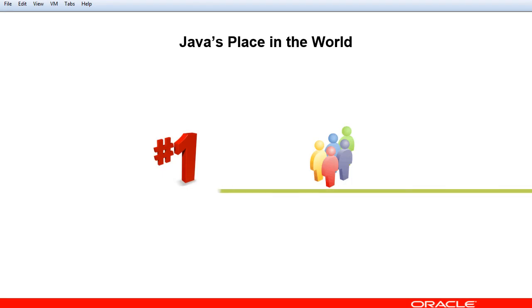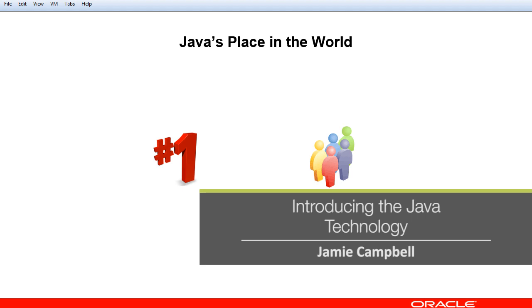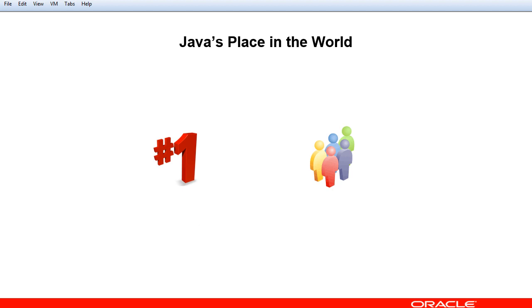In this video, I'm going to introduce the Java technology. To put things in perspective, Java is the most widely used development language in the world today. Over 9 million developers report that they spend at least some of their time developing in Java, according to a recent Evans data study. And that's 9 million out of about 14 million developers worldwide.